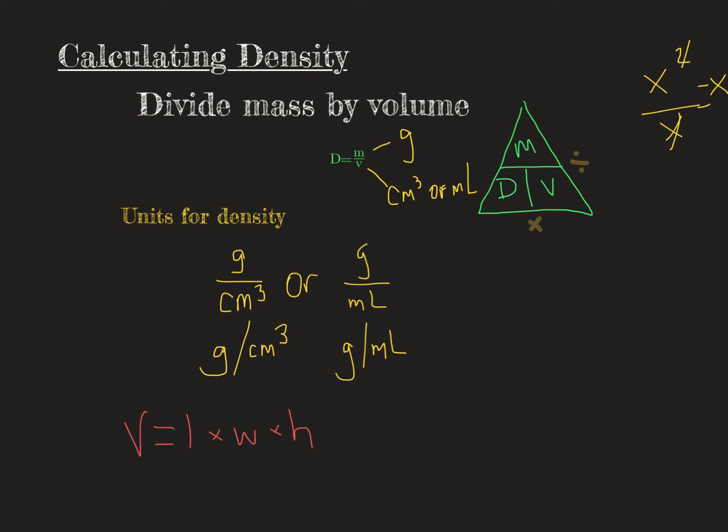Okay. When we get into irregularly shaped objects, we will use a method called displacement, and I will get to that in the next few days. So today we're going to work on volume with the length, the width, and the height. So if you have those three things, in order to find the volume, all you have to do is multiply.